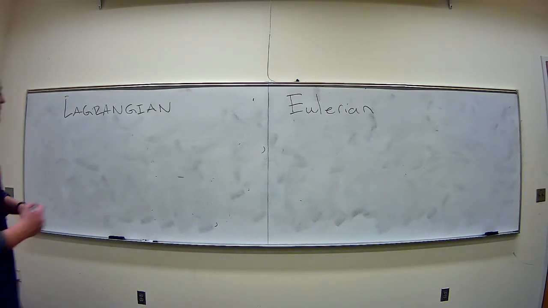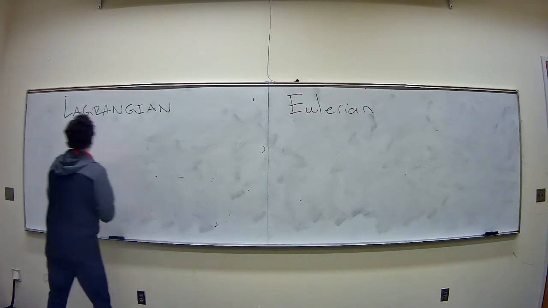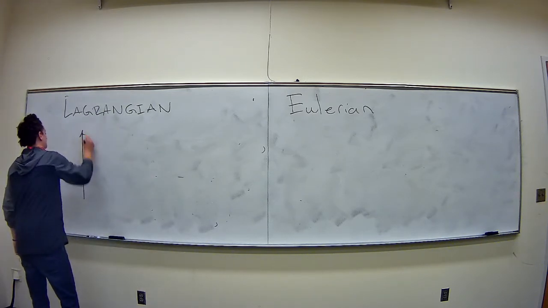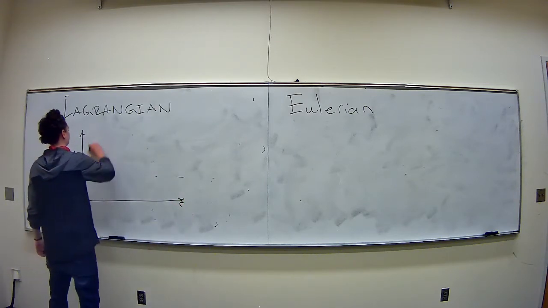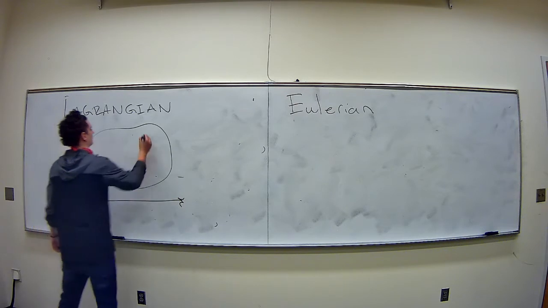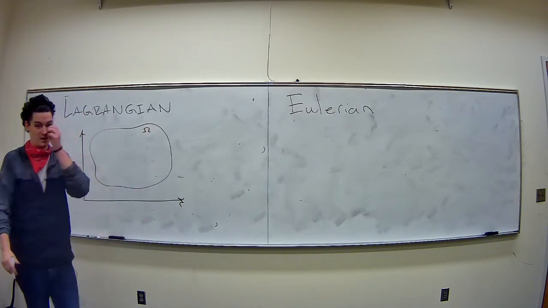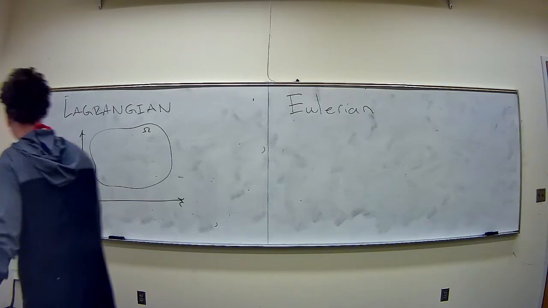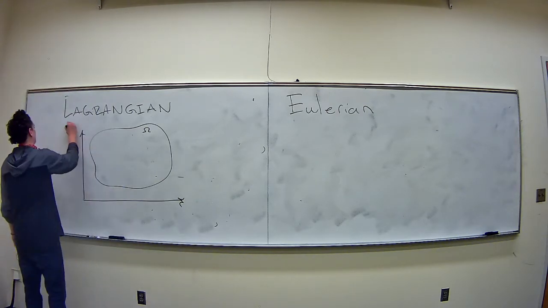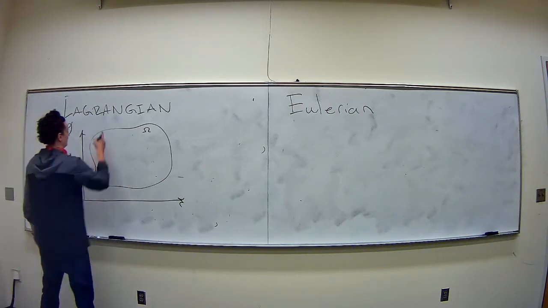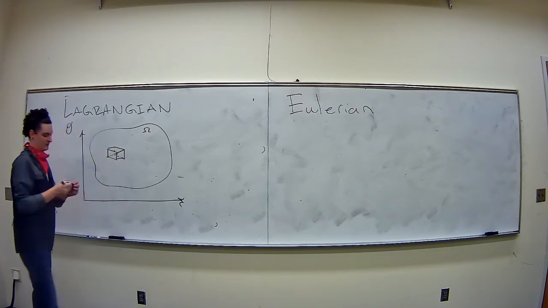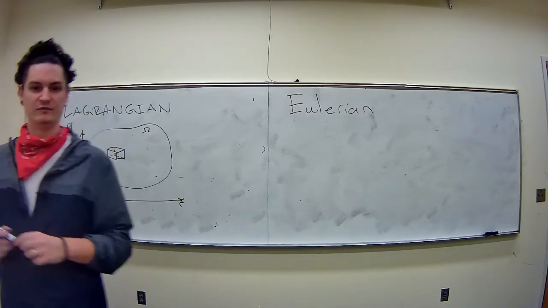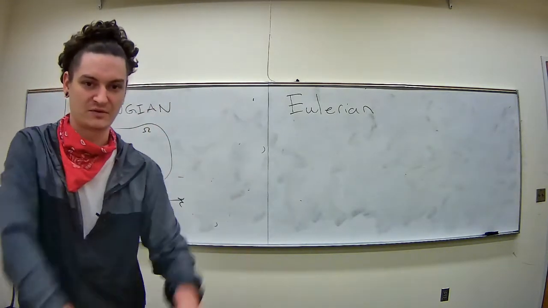Now, how should you think of these? There's my space right here. Here's my body or region of fluid, and this is my coordinate system. Lagrangian says I'm going to look at little parcels of fluid. I always think about looking at the center of mass of my little parcel of fluid, because it defines a point within any boundary I describe.